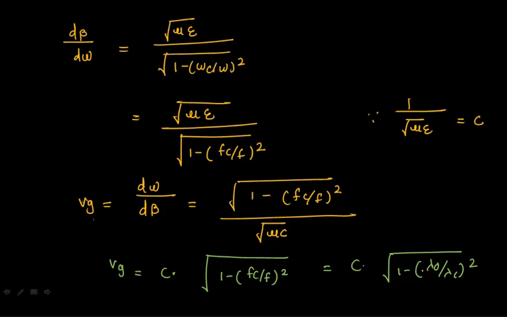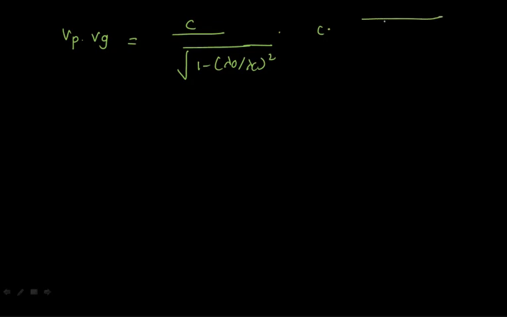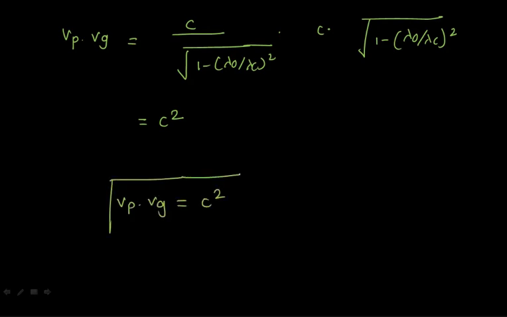So if you do recall, the phase velocity is c by this equation, and the group velocity is c into this equation. So if we multiply Vp with Vg, you will get Vp as c by root of 1 minus lambda 0 by lambda c square, and Vg as c into root of 1 minus lambda 0 by lambda c square. So these terms would get cancelled and you get c square. So you can say your Vp into Vg gives you the velocity of light square. So this is what we have concluded from this one.